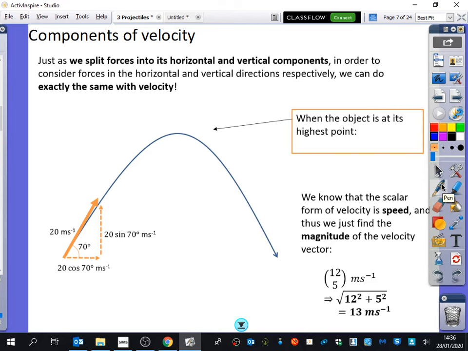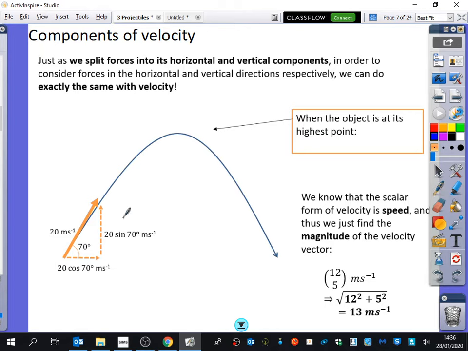So I've said here, components of velocity. Just as we split forces into the horizontal and vertical components in order to consider forces in the horizontal and vertical directions respectively, we can do exactly the same thing with velocity. We saw it on that original diagram that we had, the animation. We saw how the horizontals did not change, but the vertical changed according to SUVAT that we had there. So I'm going to start off with this bit that we've got down here.